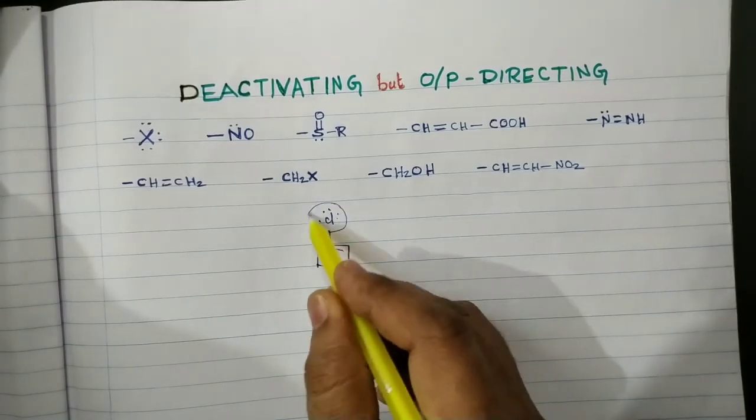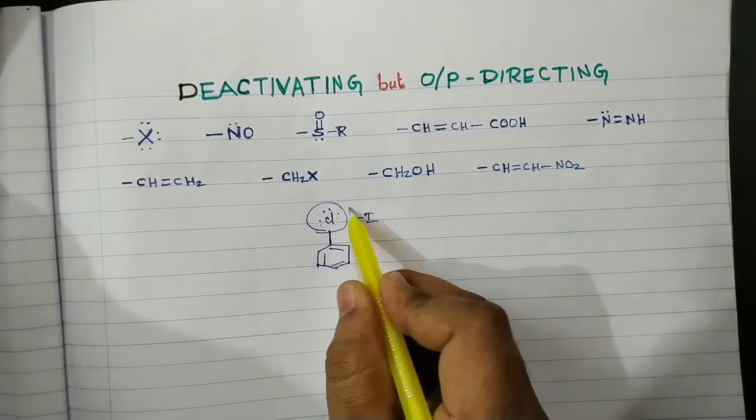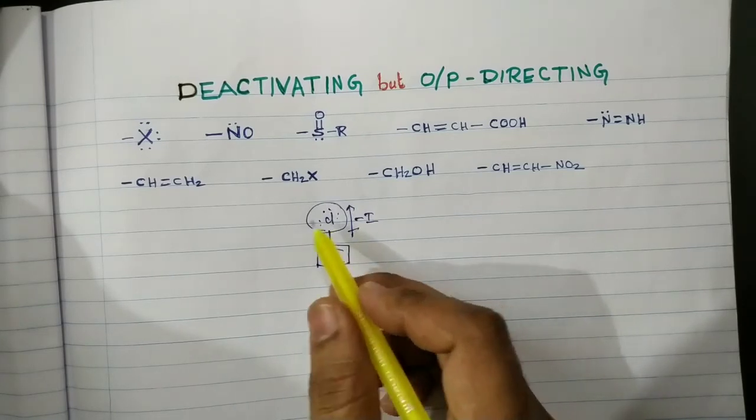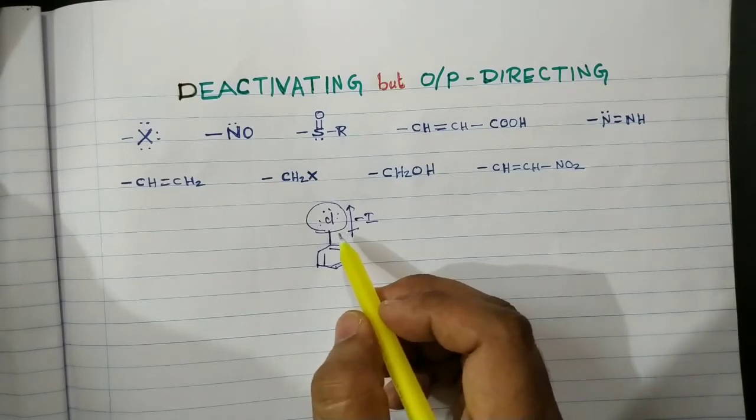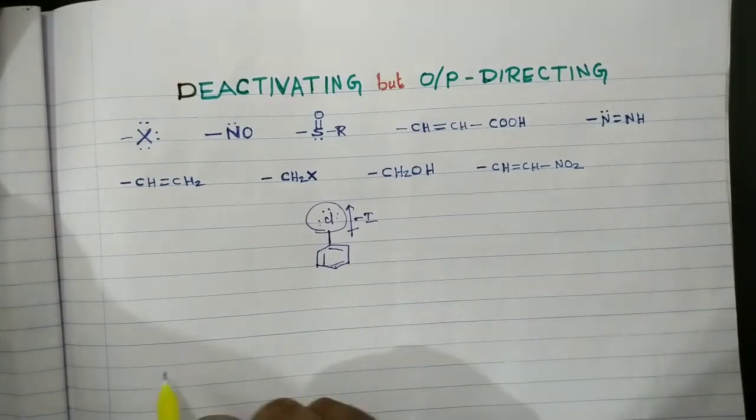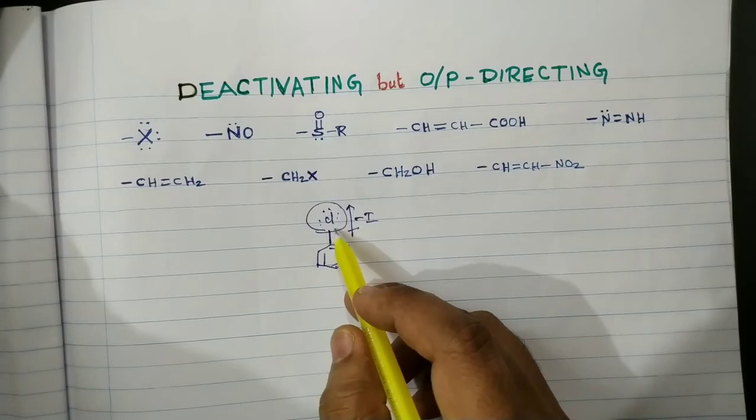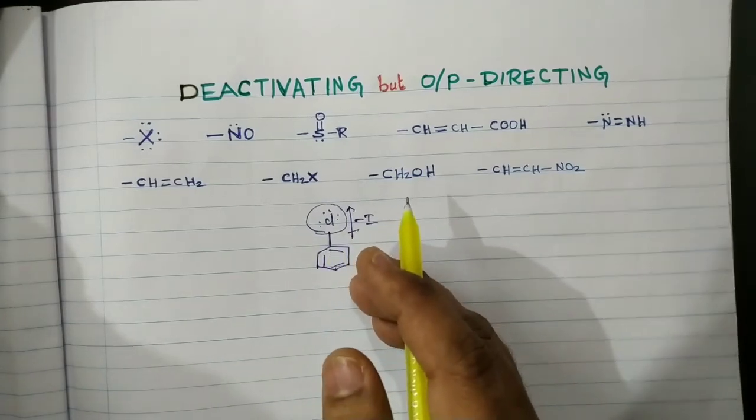Halogen is a weakly deactivating group by the minus I effect. By the minus I effect, it withdraws some electron density from the benzene, so that deactivates the benzene ring towards electrophile attack. So even though it is a deactivating group, it is an ortho-para directing group. You know very well this one. Actually here by the minus I effect it deactivates the benzene ring, but it is an ortho-para directing group.